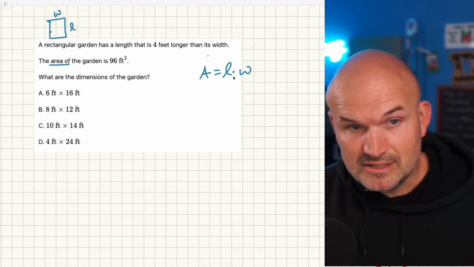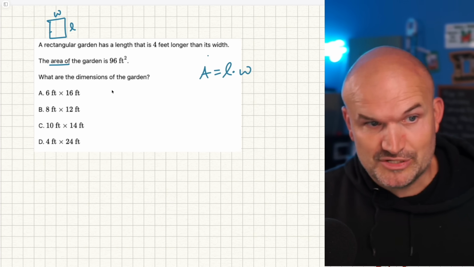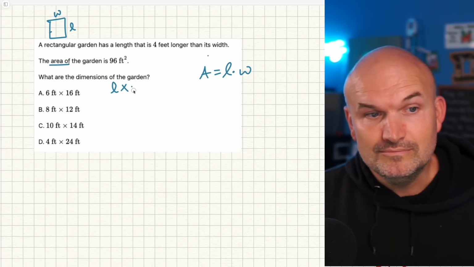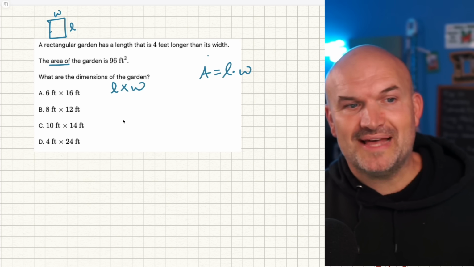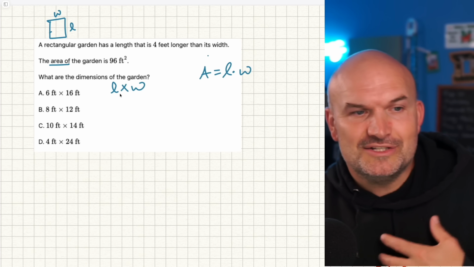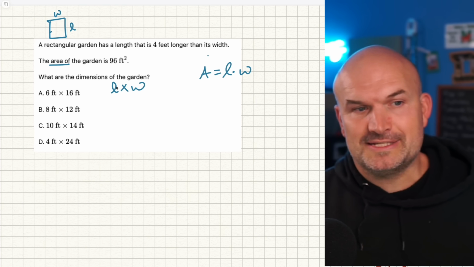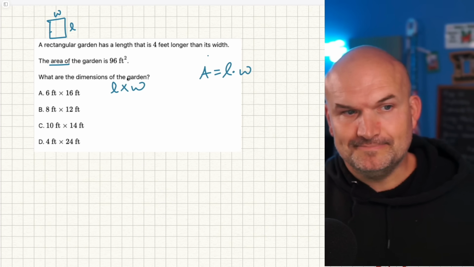Now the dimensions is what I'm looking for, right? It says, what are the dimensions? So I'm looking for length times the width. I immediately have a problem. Those are two unknowns. I have to solve for two different things. So that's kind of a problem.